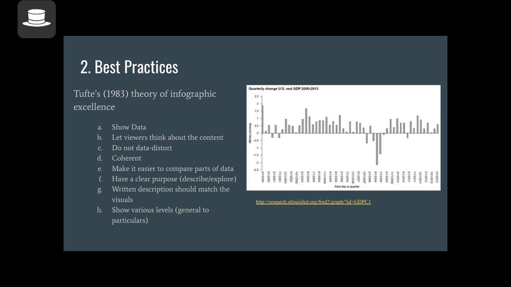Then show the information from general to particulars. Again, this may not apply to this particular example here, but if you're comparing several things, make sure somebody would be able to compare at a general level and also at a specific level.